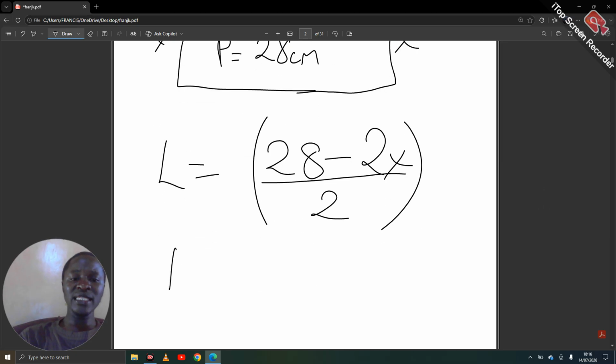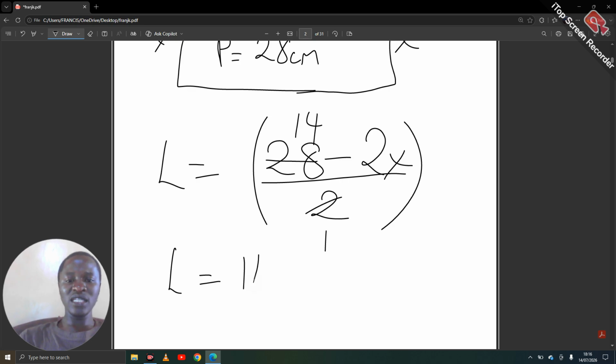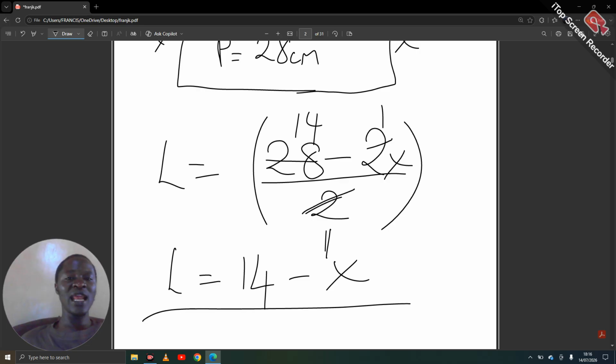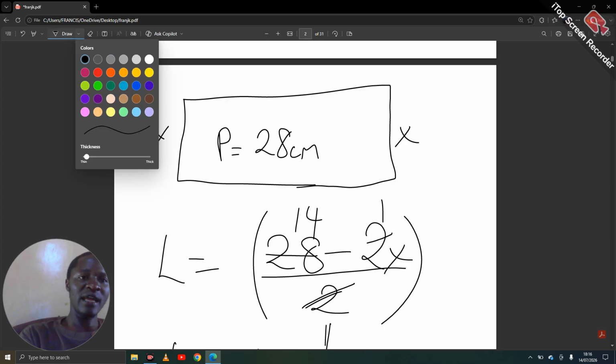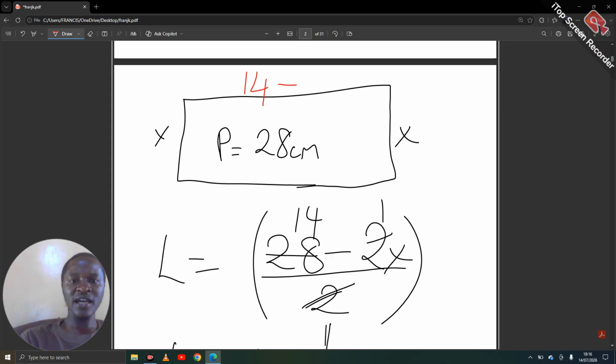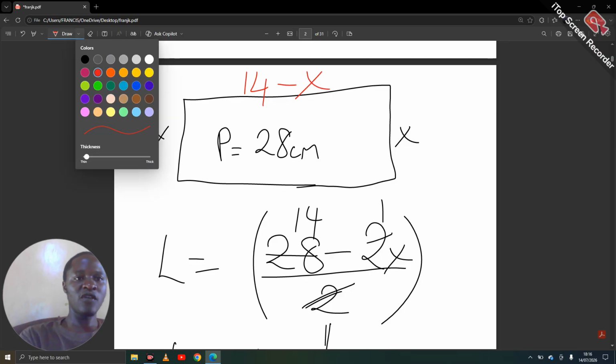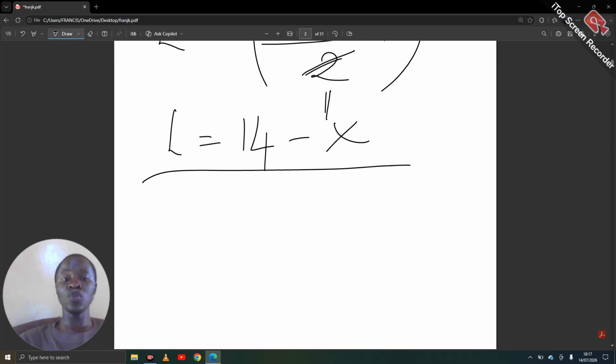So divide by 2. Simplifying this, our length will be what? 2 goes into 2, 1, into 28, 14. So it is 14 minus 2 into 2, 1, into 2, 1. So 14 minus x. So this is my length. I'll come and write it here that my length is 14 minus x.